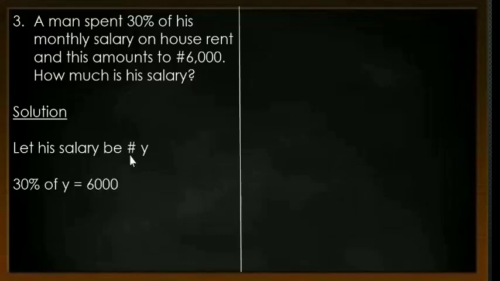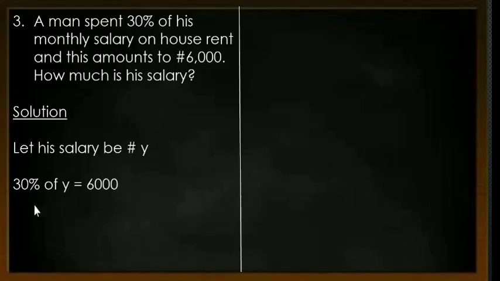of the day. Alright, so since the question said that a man spends 30% of his salary on rent and this amounts to 6,000 naira, and we said let the salary be Y, it simply means that he spends 30% of Y, which is his salary, on rent, and this amounted to what? 6,000. So this is the mathematical way of representing the word problem we have in this example number 3.